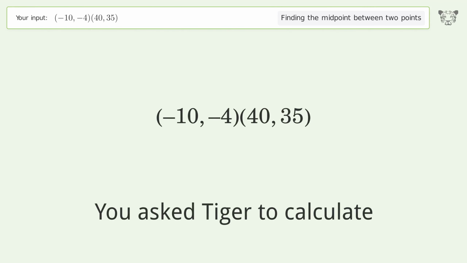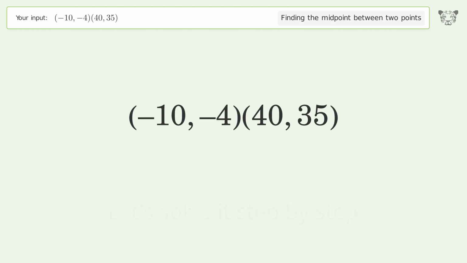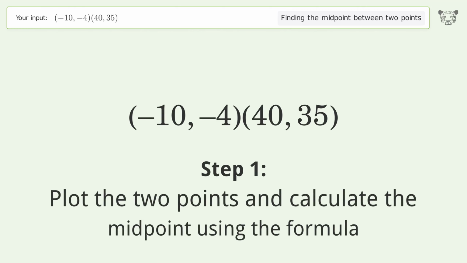You ask Tiger to calculate. This deals with finding the midpoint between 2 points. The midpoint between the 2 points is 15.5. Let's solve it step by step. Plot the 2 points and calculate the midpoint using the formula.